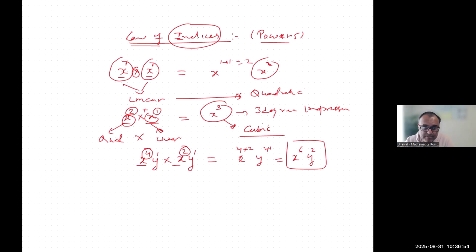You add that. It's called the law of multiplication. So the first law is called the law of multiplication. Let's go to the next law, which is the law of division. And then we'll combine everything up.